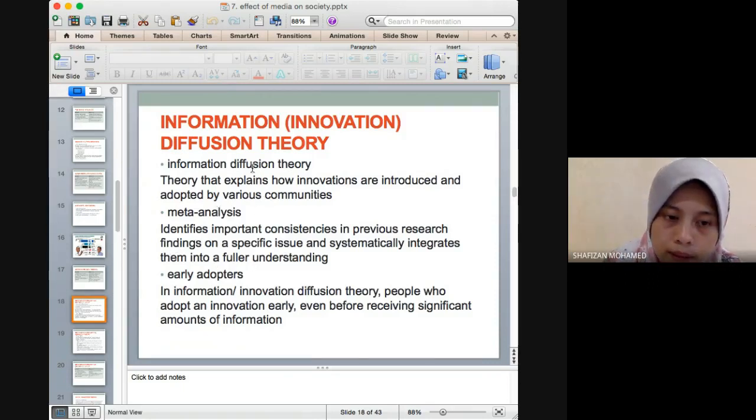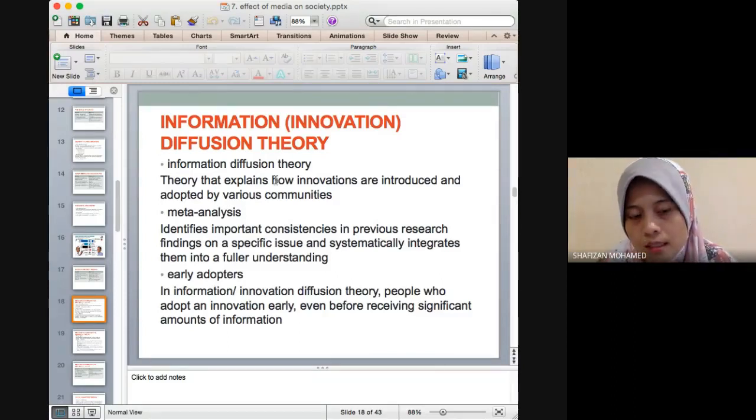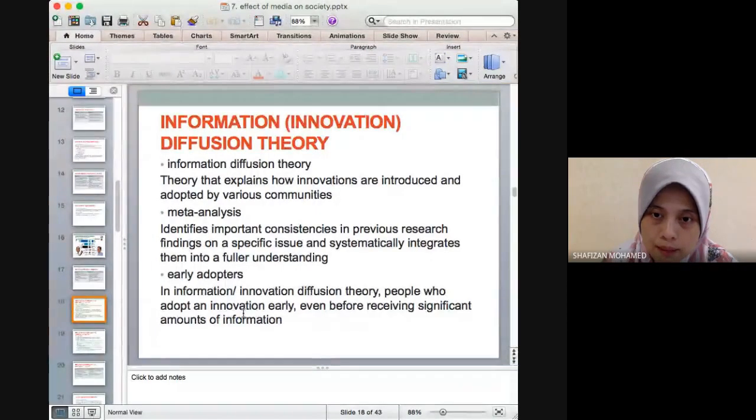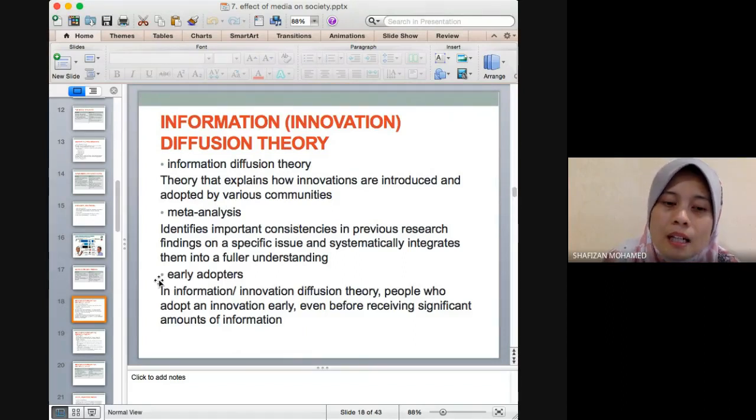So what does it mean, meta-analysis? Because this theory is very systematic, as we've discussed before, because this is a post-positivist theory, it offers a detailed explanation into how people adopt something, adopt new technology, for example. So according to this theory, there will always be a group that we call early adopters. These are the group of people who always adopt innovation early, like for example, a new phone or a new application.